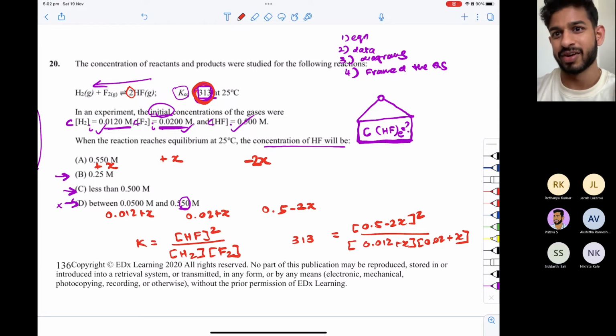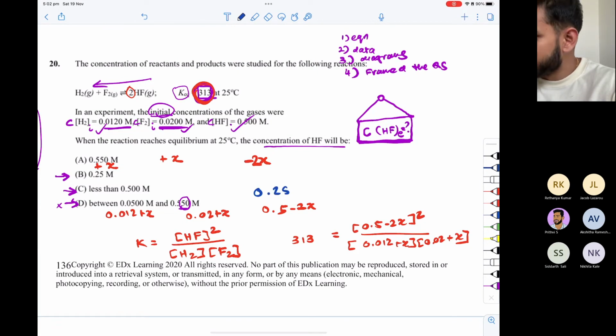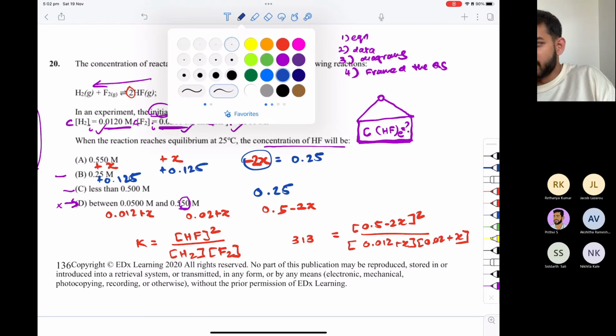Yes, exactly. So Sid, when you trial and error B, when you assume that B is the right answer, and you go, okay, let's assume the equilibrium concentration of HF is now 0.25, which means a minus 2x change represents 0.25, and therefore an x change represents an increase of 0.125. What do you get for K? 182. Is that 313? No, right? So what is our answer now, Sid? C. Good.